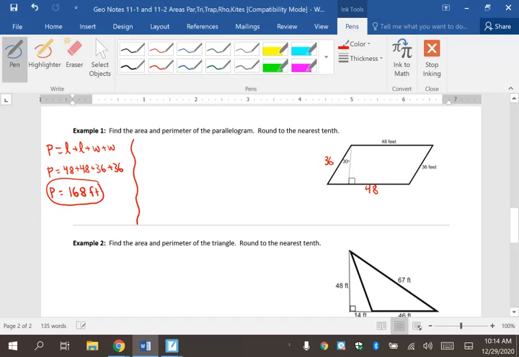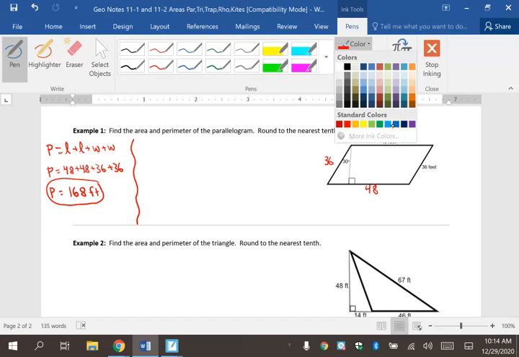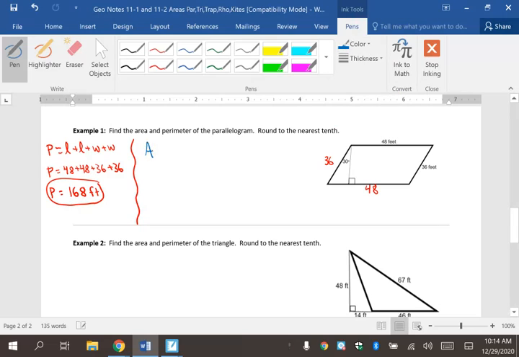Okay, the area is more complicated. We'll write down the formula. So area equals length times width, or you can think of it as base times height. Base times height. Both formulas are perfectly fine. The base is 48, and we have to figure out what the height is. Now the height is over here, h.